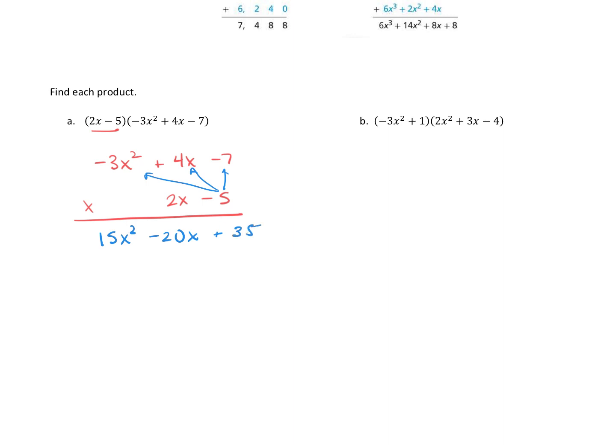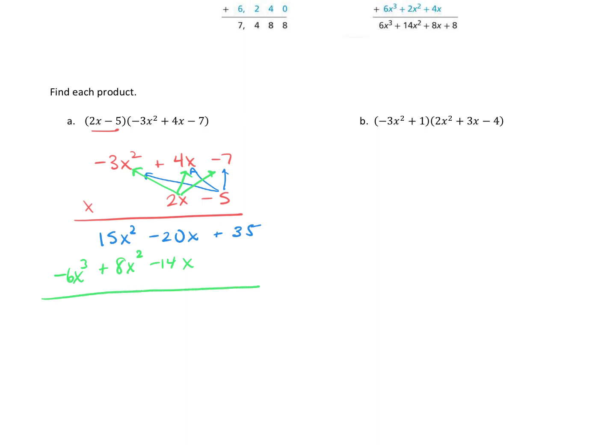Now we're going to do the same thing with the 2x. 2x times negative 3x squared. That's going to give us an x cubed, which we don't have a column for our x cubed, so that's going to go further to the left. Negative 6x cubed. Then the 2x gets multiplied to the 4x. That gives us plus 8x squared. Then 2x times negative 7 is negative 14x.